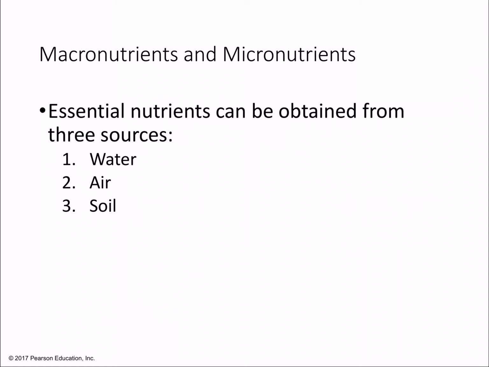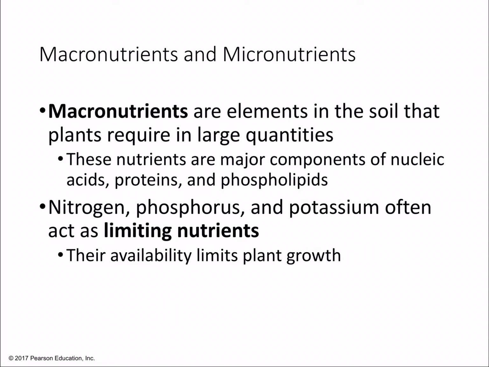So these essential nutrients, macronutrients and micronutrients, can be obtained from three sources: water, air, and soil. You want to recognize the distinction between what is a macronutrient and what is a micronutrient. A macronutrient, these are elements in the soil that plants require in really large quantities. If you look at the prefix, macro means large and big. So these require lots of things.